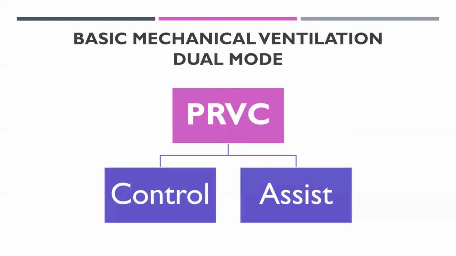Dual mode. What do we mean by dual mode? That means it's a combination between volume and pressure. I prefer this in an initial setting. It's a pressure regulated volume control, and the volume will be guaranteed under a set pressure. It will always have control and assisted breaths.